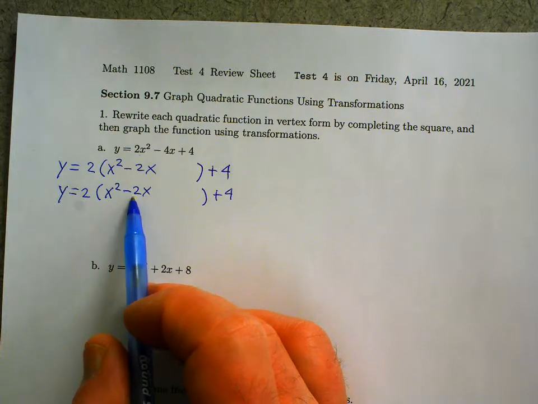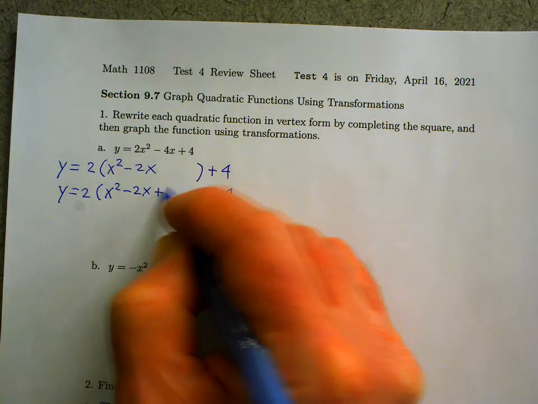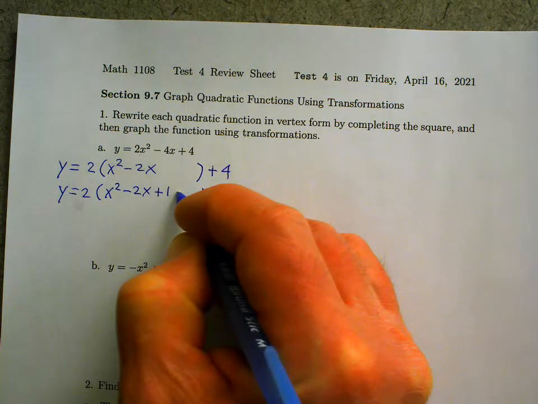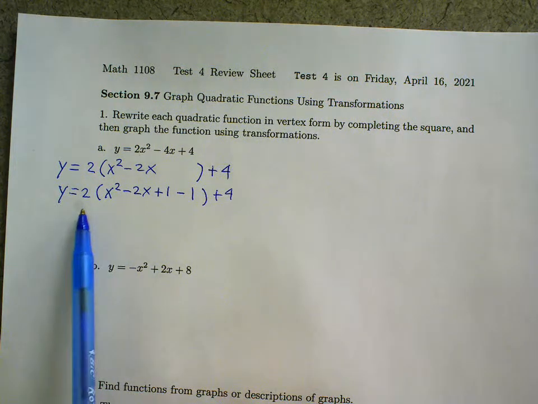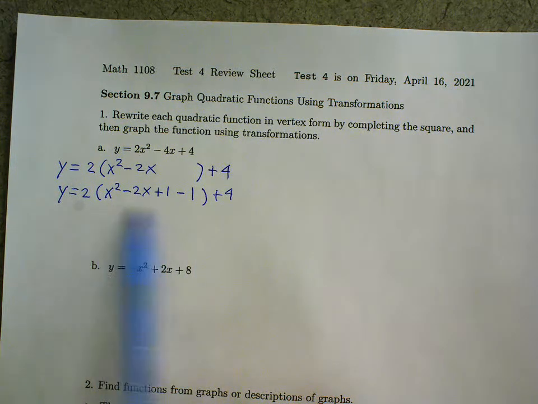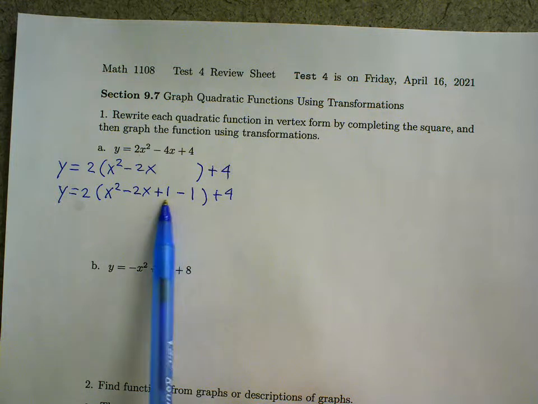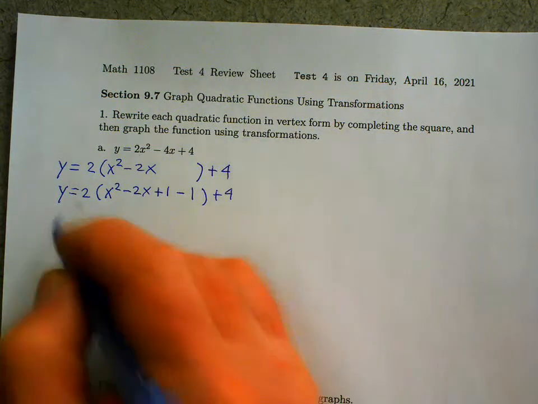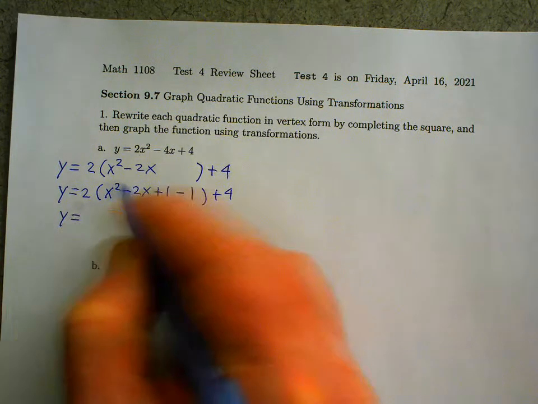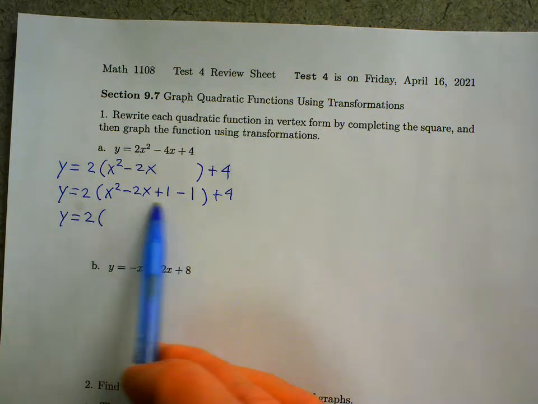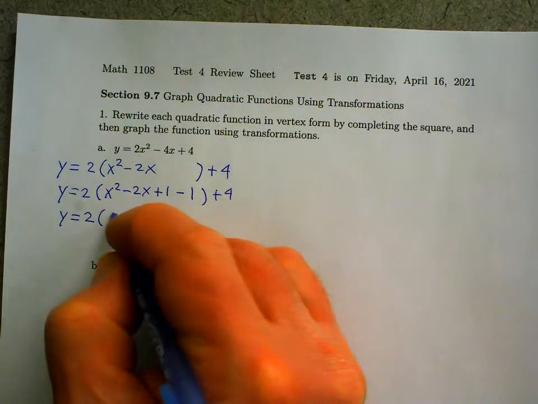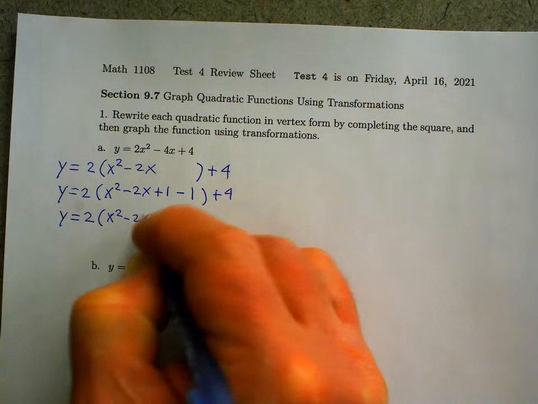When you square -1, you get +1. But then to maintain balance, we subtract 1. So this is all we want to do in the second step. We added 0 in the form +1 - 1. In the next step, we're going to keep the perfect square trinomial inside the parentheses, x squared minus 2x plus 1.